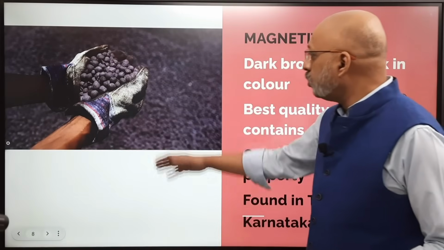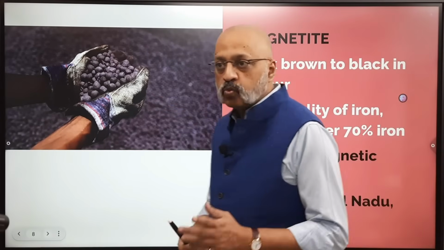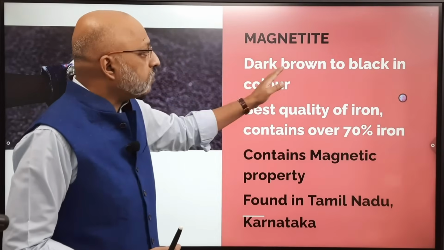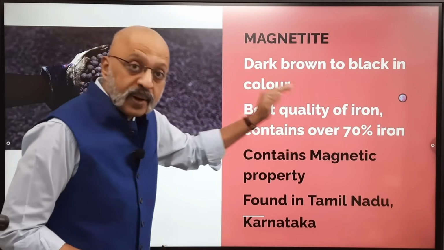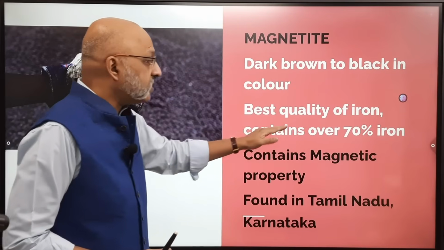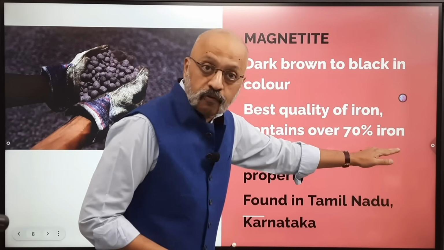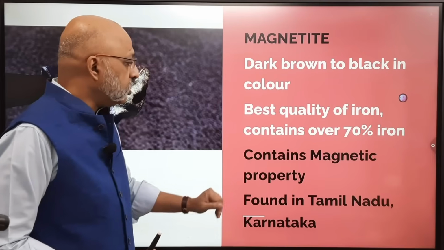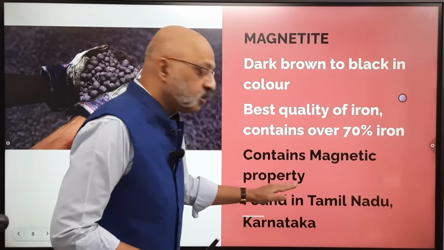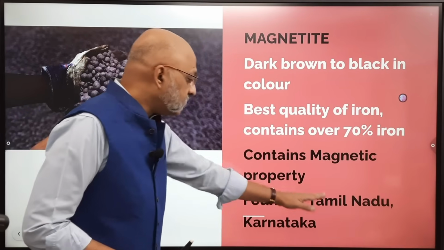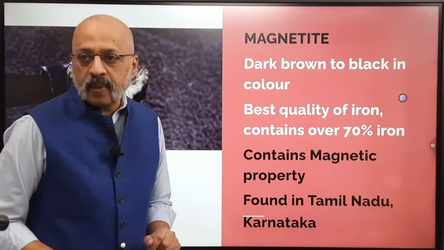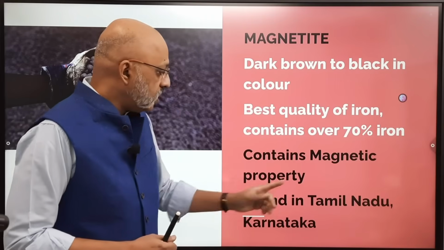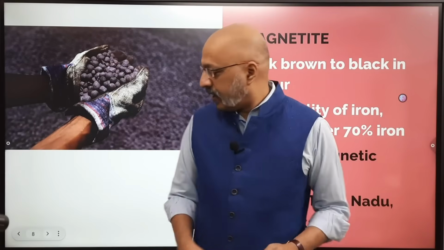Next, let's come to magnetite. Now this one is dark brown to black in color. It's the best quality of iron because it contains over 70% of iron. This is something which you need to know. It has magnetic property and is found in Tamil Nadu and Karnataka. Magnetic property, which is why the name magnetite.